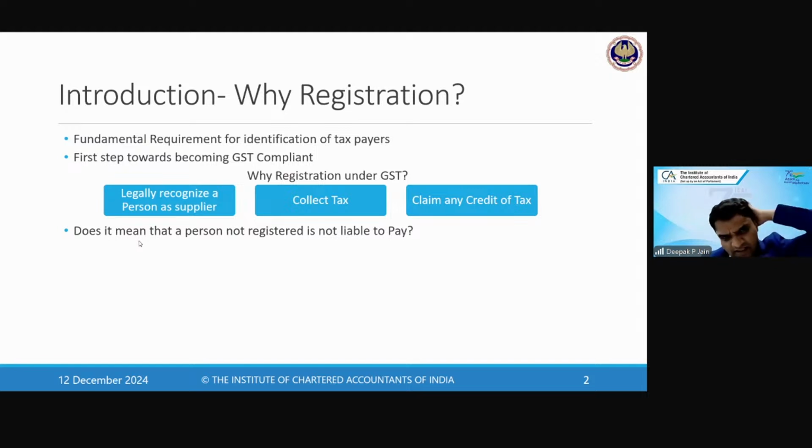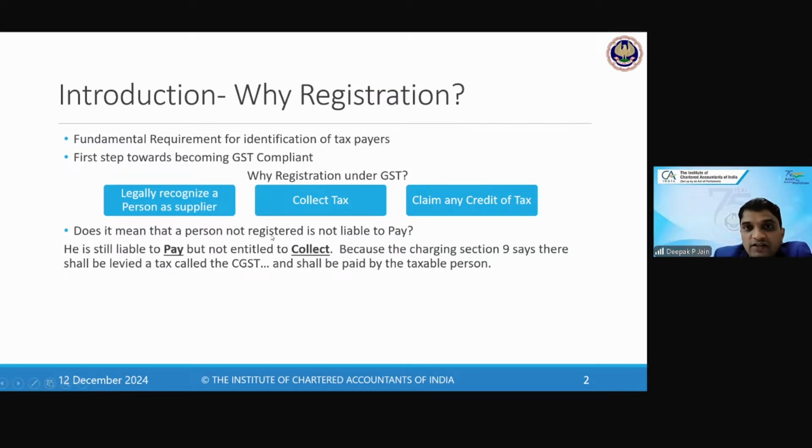Does that mean a person not registered is not liable to pay? Like in the example I gave, some people said no, if you are not registered, you don't have to pay because you're not registered. So how will you remit it? If you're not registered, your liability for payment is still there. But instead of paying it now, you will apply for registration, and once you get the registration, you will pay the taxes. There's no stoppage that you cannot pay the taxes.